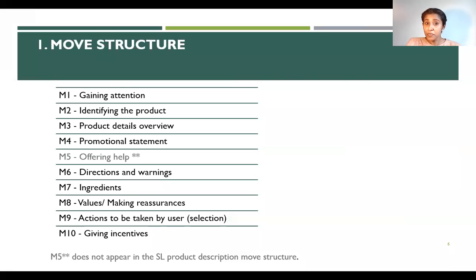So to answer the first question, whether there is a difference in rhetorical structure between Sri Lankan and New Zealand product descriptions, yes, there seems to be a difference in the structures, with move 5 being significantly absent from the move structure of Sri Lankan product descriptions. Other than that, there are differences at step level inside each move.